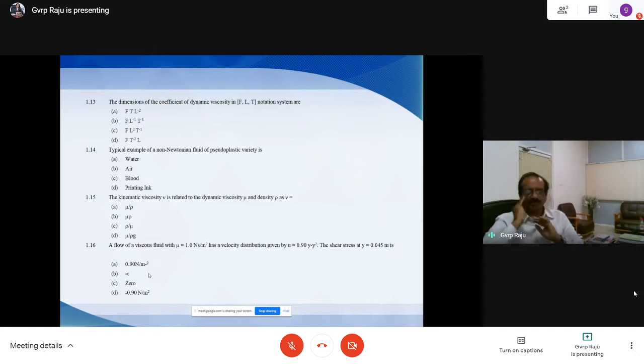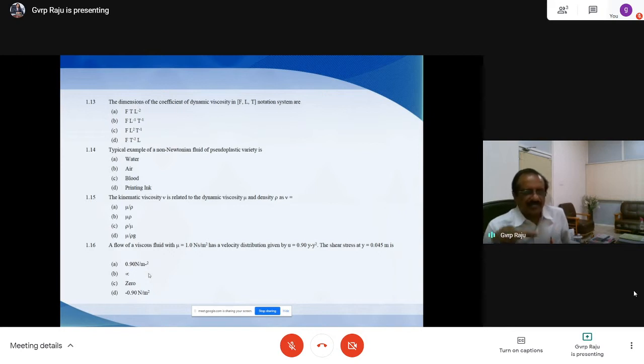The other one is 1.13. The dimensions of the dynamic viscosity in the FLT system. Earlier it was the MLT system, now it is the FLT system. The unit of dynamic viscosity, as we have discussed, is kg force seconds by meter square. So kg force is F, seconds is T, divided by meter square.